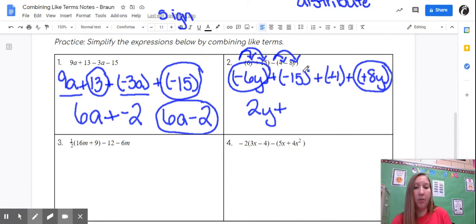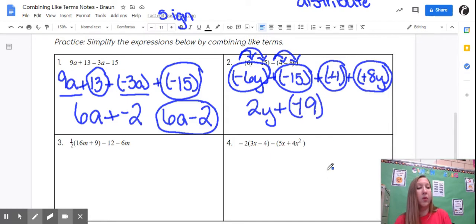And then I'm going to combine my negative 15 and my negative 4. So negative 15 plus negative 4, same we add. So 15 plus 4 is 19. And since they're both negative, they get a negative sign. So this simplifies then to 2y plus negative 19. Or again, since we're doing plus negative, we can write this as 2y minus 19.